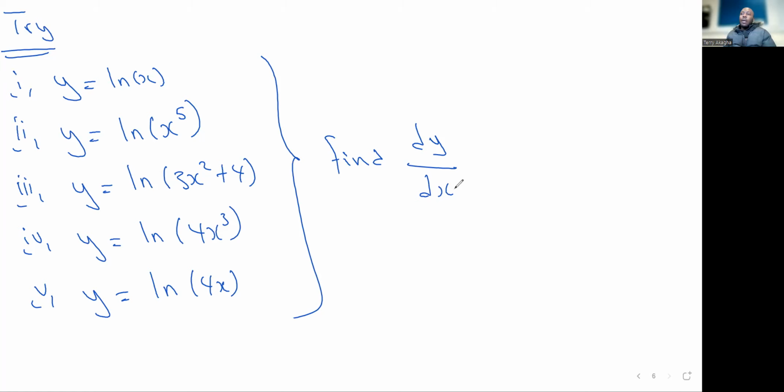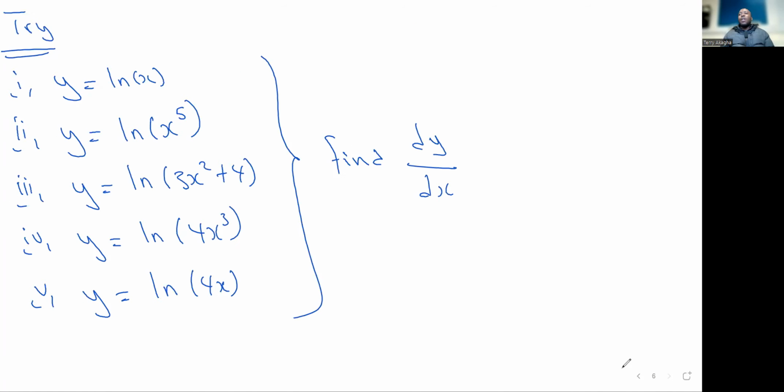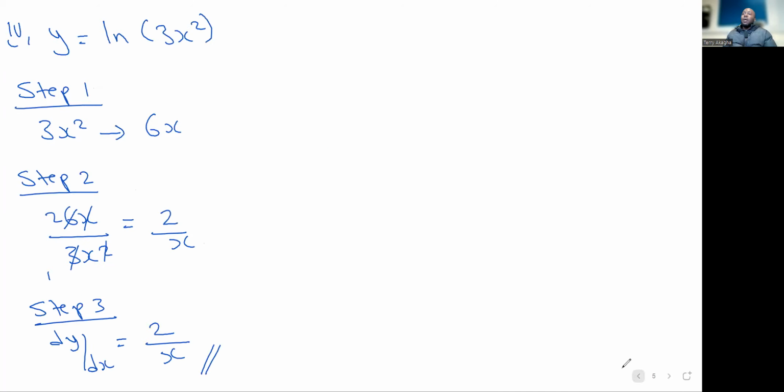The next topic I'll be going to now is how to differentiate non-natural logarithms. Because what we've talked about now is the natural logarithm, the ln, but how do you differentiate non-natural logarithms? And that'll be that for that.